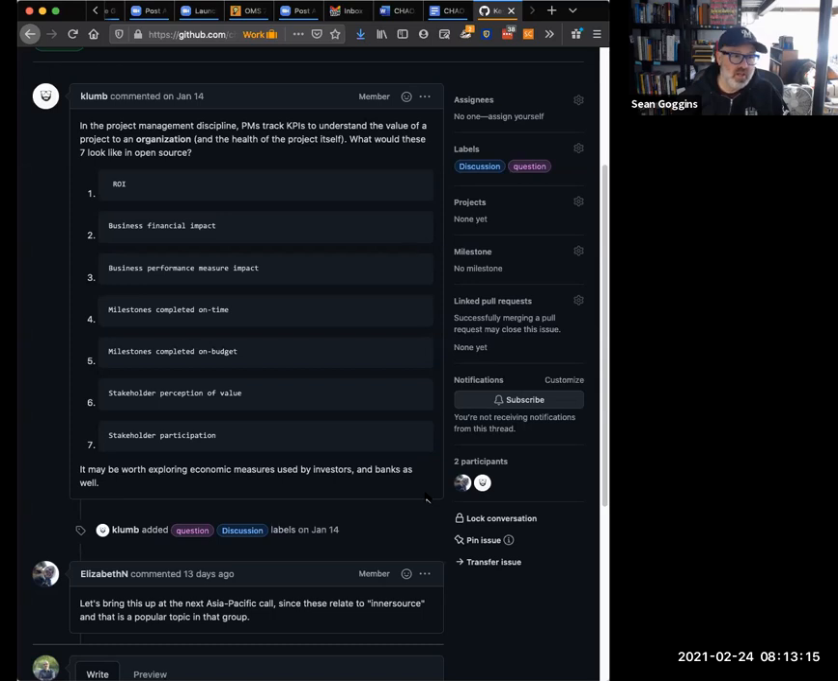But these are criteria that we thought could possibly be directly related to inner sourcing of software. And so that's where these KPIs come from.